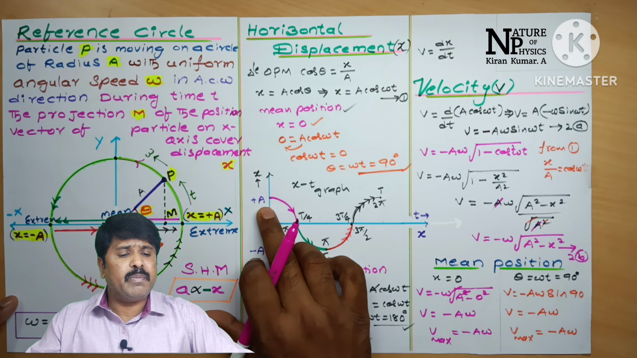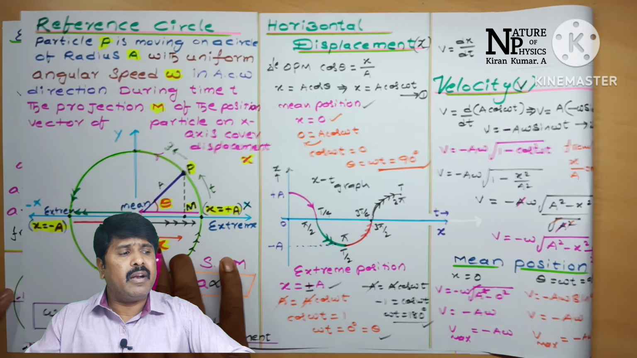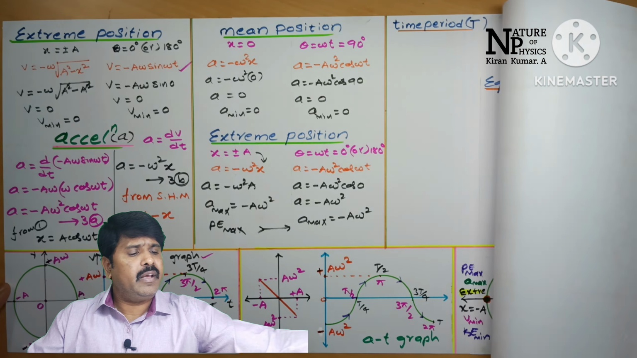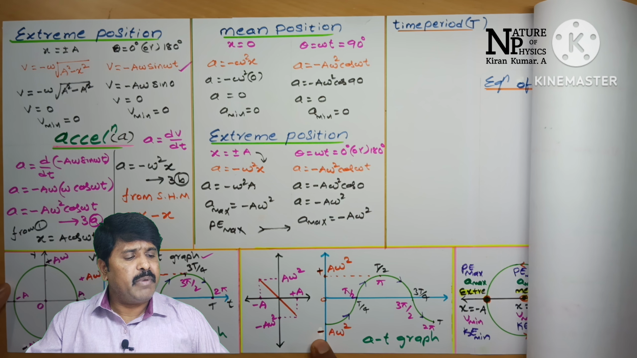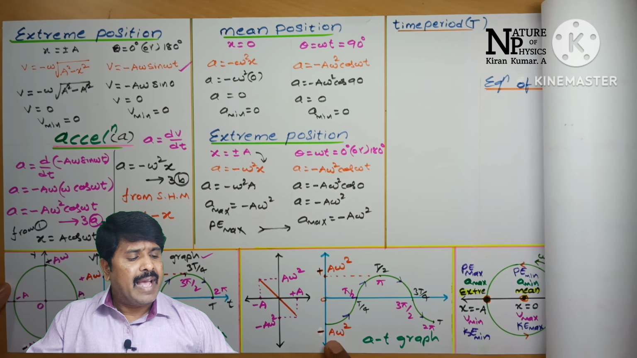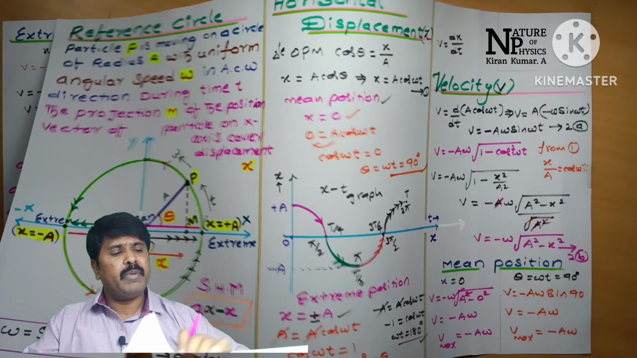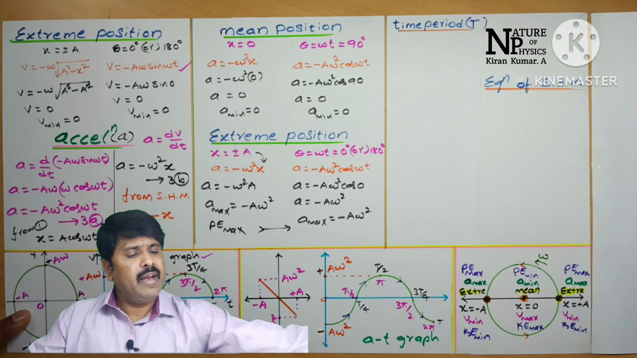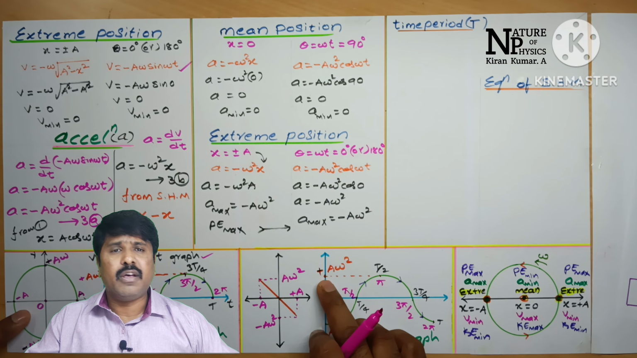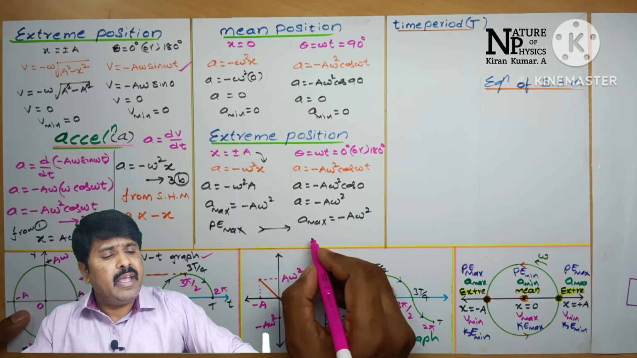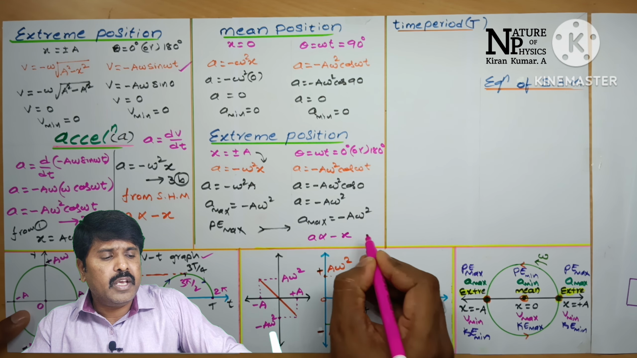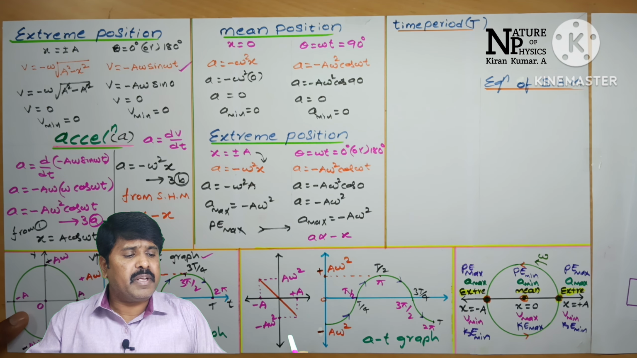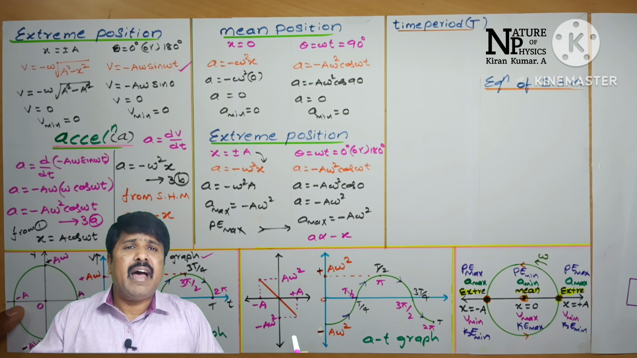Here the graph for the displacement starts from the plus a, and here acceleration I am getting, the first acceleration is maximum, that is minus a omega square. So that graph starts from acceleration negative, displacement positive. Next displacement is negative and here acceleration is positive, because a is directly proportional to minus x. Minus represents opposite. Displacement and acceleration graphs are quite opposite.